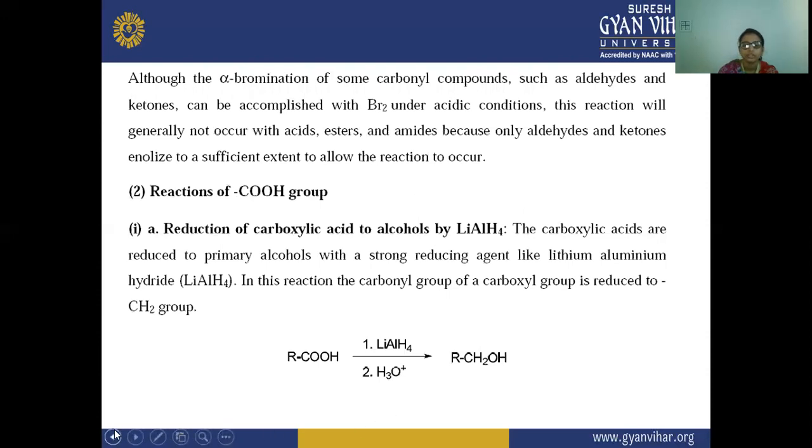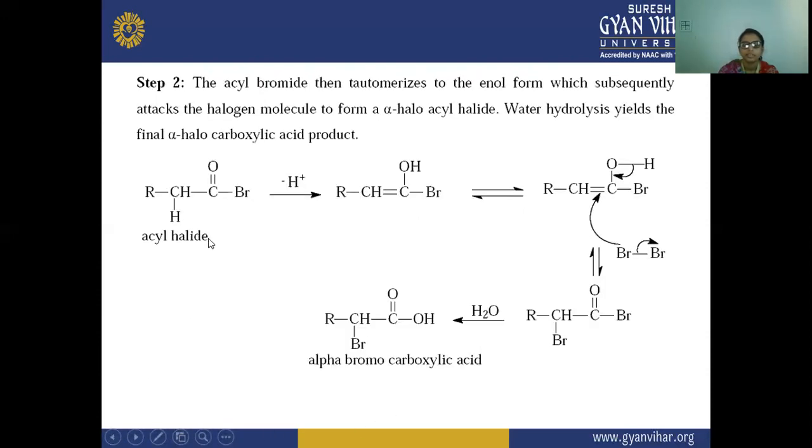Next, in the next step, this acyl halide is reacted. Again, the H positive is removed from here, and there's a formation of a double bond; an enol is formed here. After that, this hydrogen is removed from here, and Br will get reacted to this carbon atom. There's a formation of this compound. After that, there's a formation of this alpha bromo carboxylate, meaning here Br will get moved out from here, and there is a formation of this alpha bromo carboxylic acid.